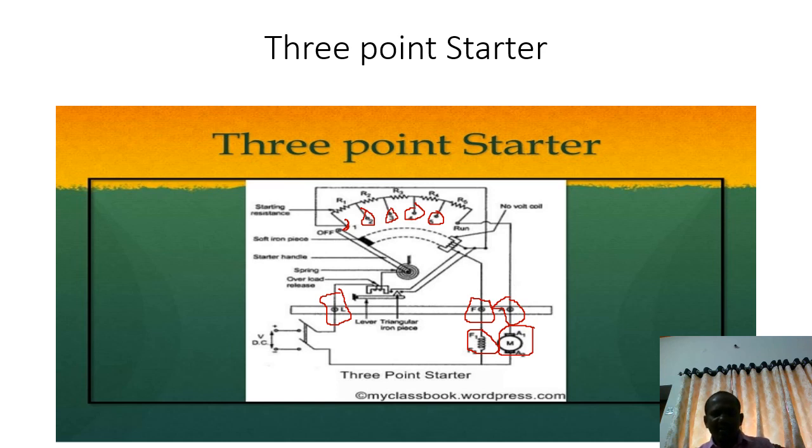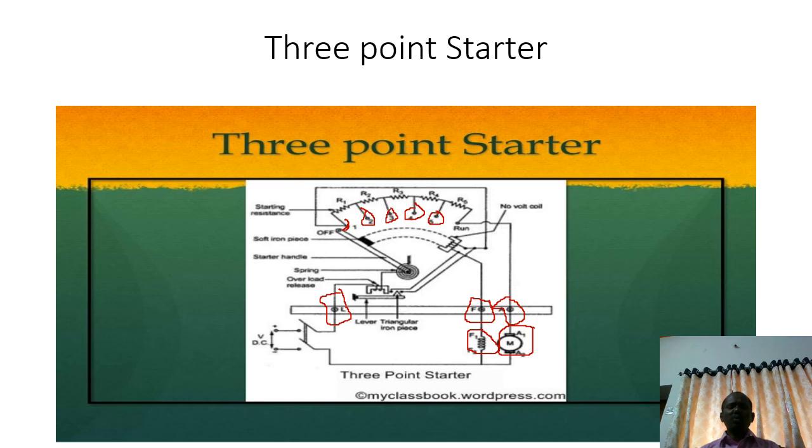Like that, at the next positions, 3, 4, 5, the current increases and the speed increases. Finally, the handle is attracted to this coil, and it is held at this position. In this condition, the armature will rotate at the required speed.